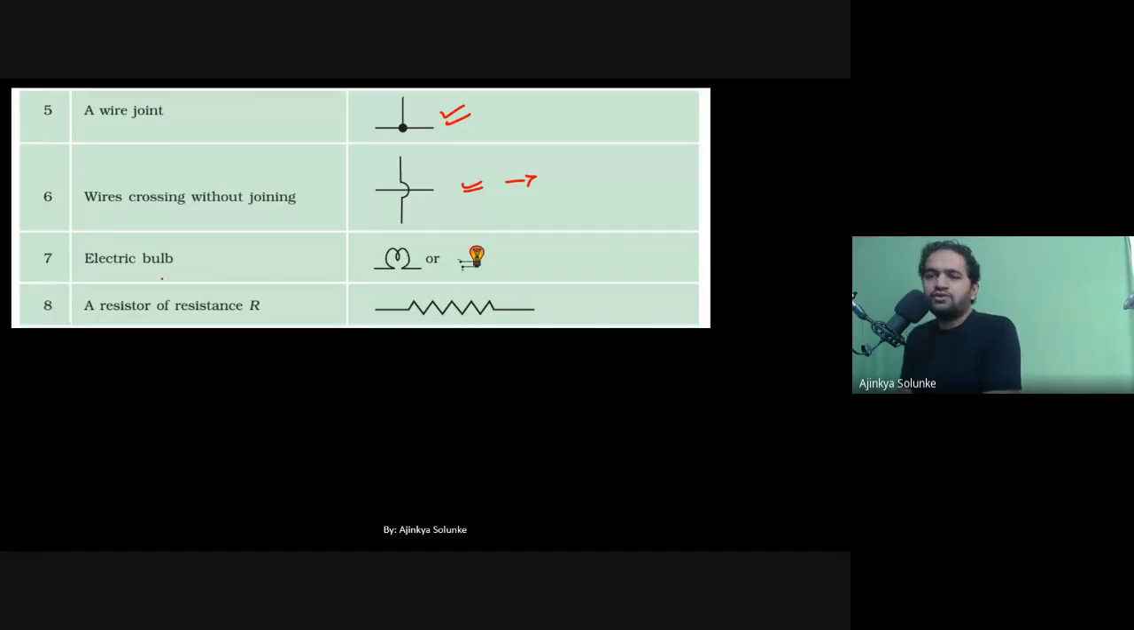Okay. Now let us go for electric bulb. What kind of symbol should we use? Kindly do not draw this symbol in your diagrams. The reason is that it will take a lot of time. So in place of that, you can use this symbol, right?